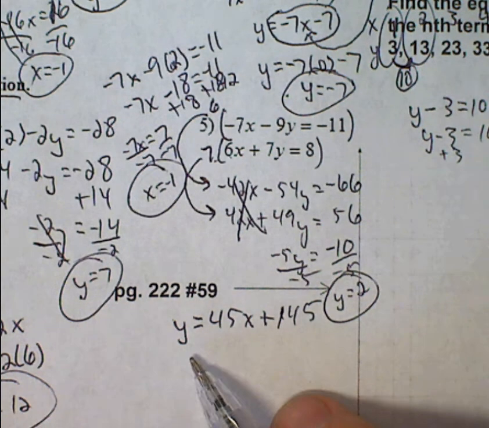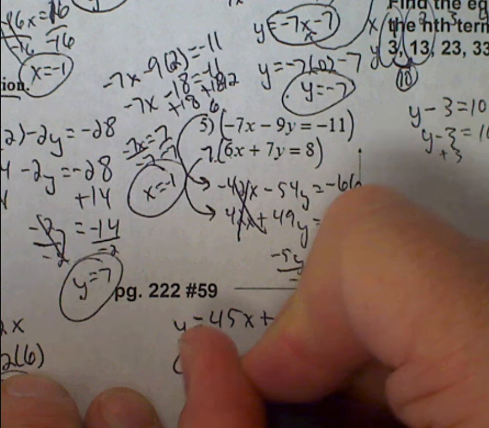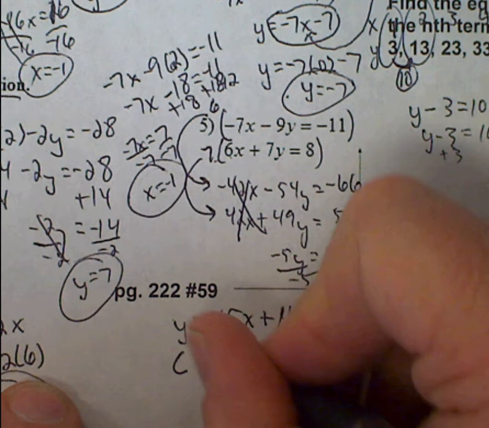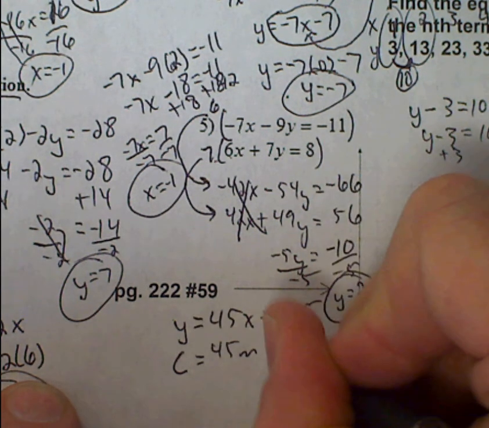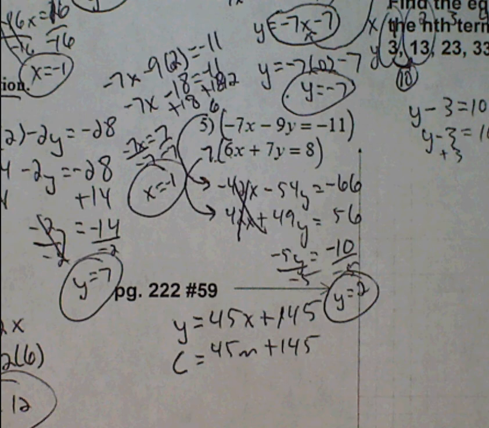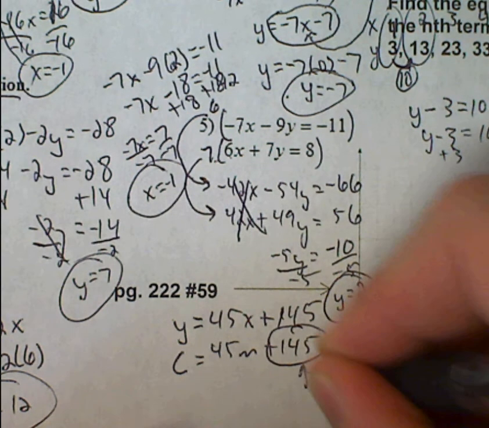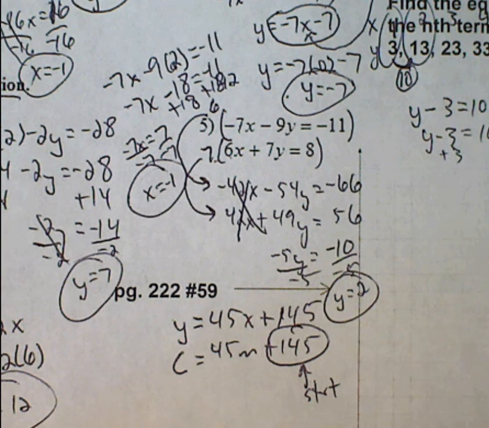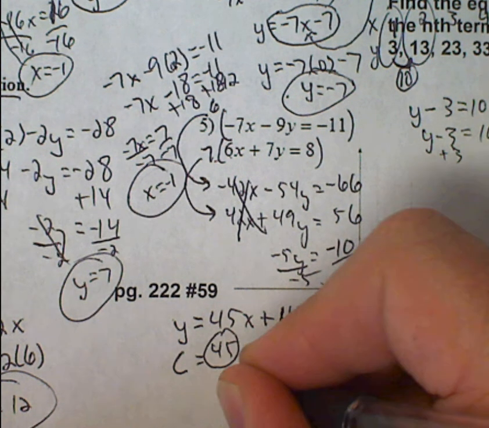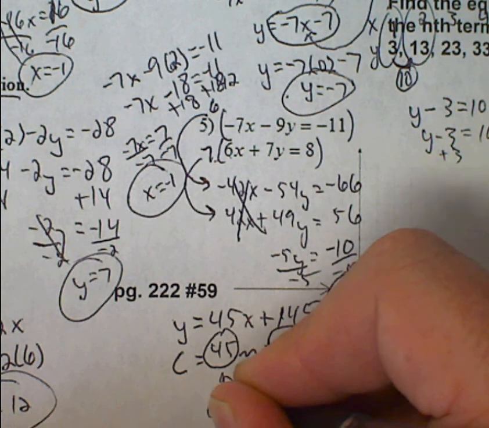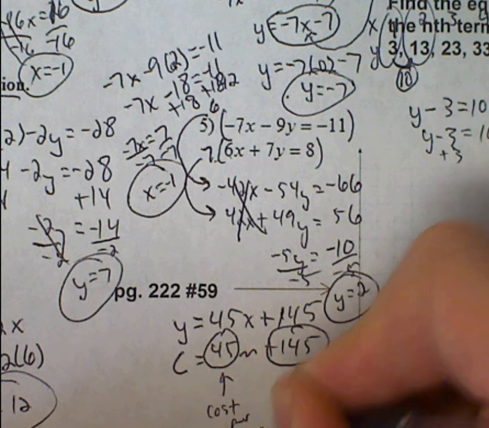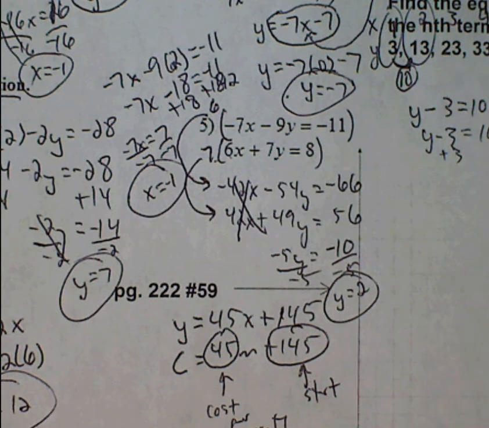But they want me to use m and c. C becomes my cost. That's my total. X is my monthly. That's my m. Okay? So what does the C intercept mean? This is your startup fee. This is where we start. That's how much we pay. 45 is cost per month. So that's what that means. That's what they wanted us to find.